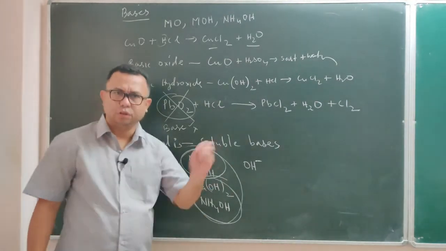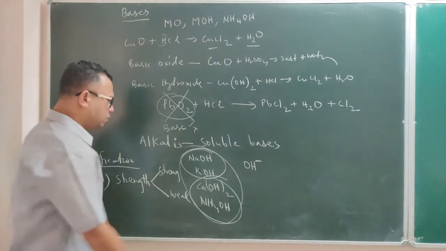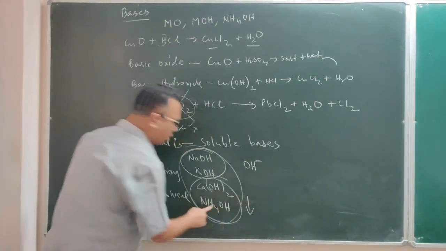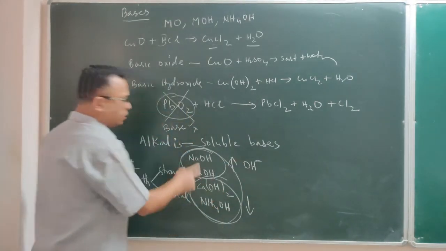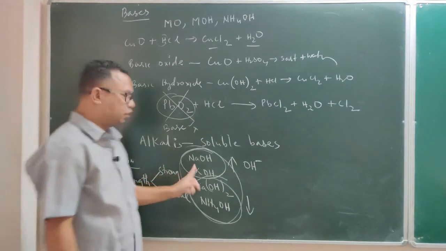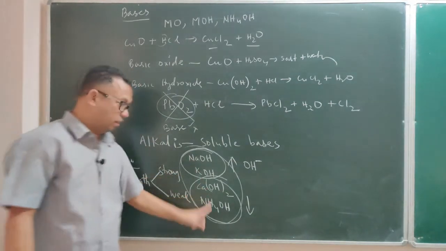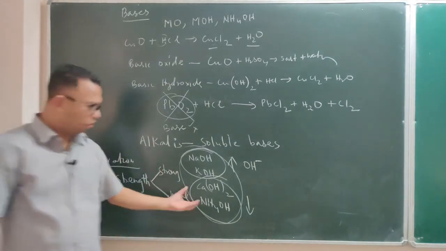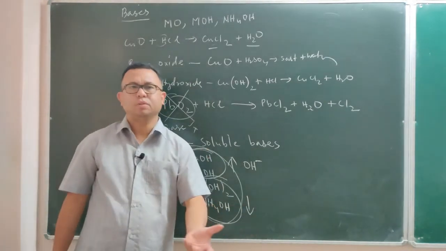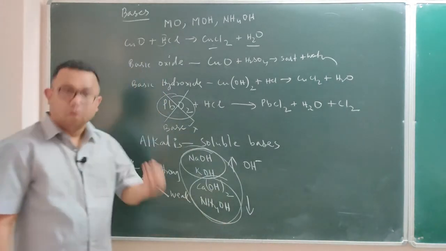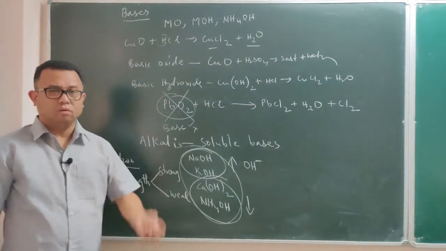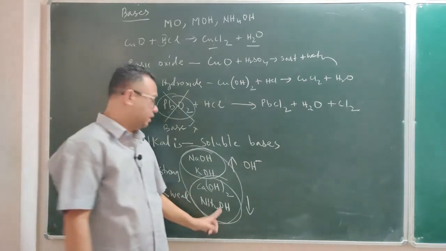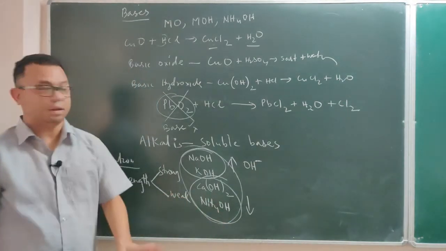Whereas these two, when dissolved in water, produce very less, so a smaller number of hydroxyl ions. These two produce plenty of hydroxyl ion, that is why they are strong bases or strong alkalis. Whereas these two are considered weak alkalis because they produce very less hydroxyl. Yes, they will also produce hydroxyl ion, that is why they are bases or alkalis. But the amount of hydroxyl ion which they produce is very less, that is why they are considered weak.